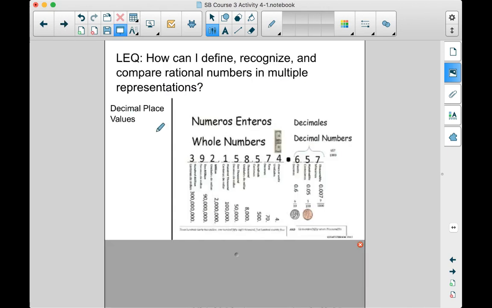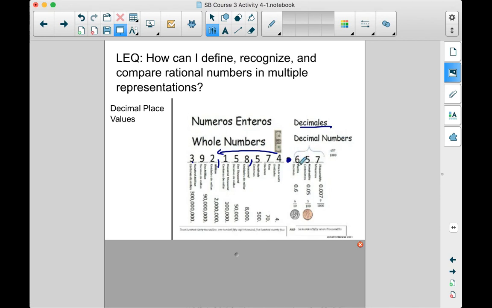Before we do, it's important to review our decimal place values. So as you know, this here is the decimal in a number. And when we work our way this direction, the number gets larger. So like this would be 392,158,574. So this is our ones place, tens, hundreds. These are separated by a comma. Then over here, we have our decimals. So these are whole numbers and these are our decimals.